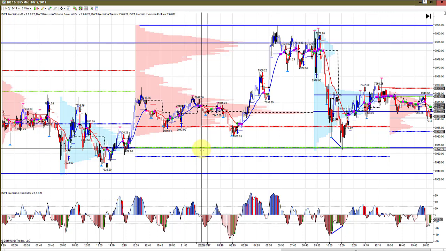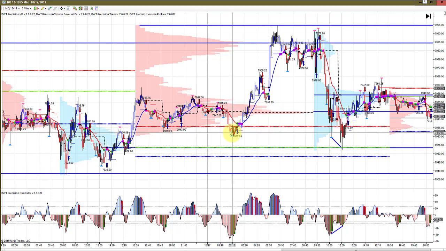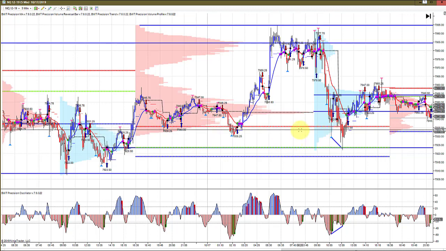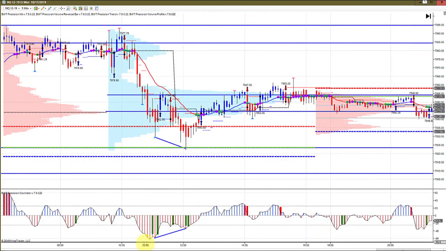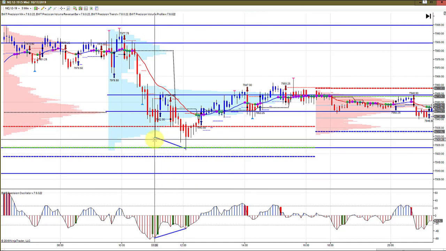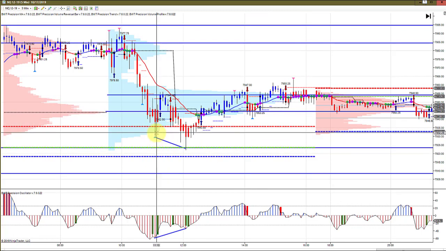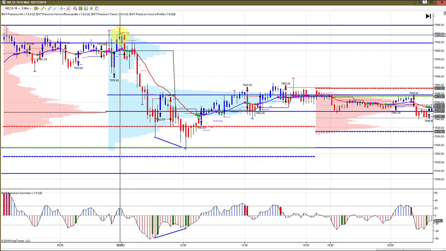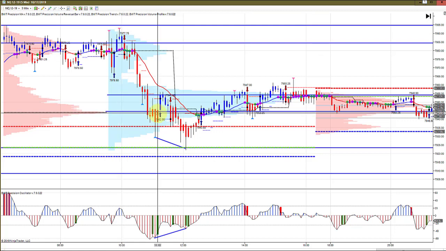And it's not surprising to me. The first stop was the low of the night session, which was this tail here, and it overshot by just a couple of ticks. Interestingly, the BWT volume reversal bar gave a nice signal here, and then here, right at the 10 o'clock bar. So this was just a great signal here.